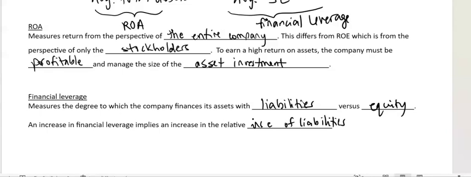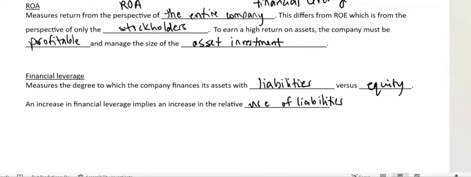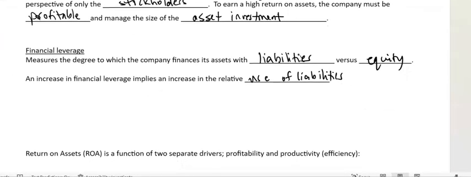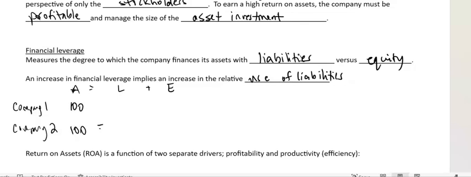And so let's just see where these numbers come from. How do we make financial leverage a little bit more meaningful? So we have our accounting equation, assets equals liabilities plus equity. Let's look at two different companies. So let's say company one, and we also have company two, and they both have $100 worth of assets. The difference is how these two companies finance these assets. Company one uses a 50-50 mix of liabilities and equity. So what would that mean for its financial leverage?